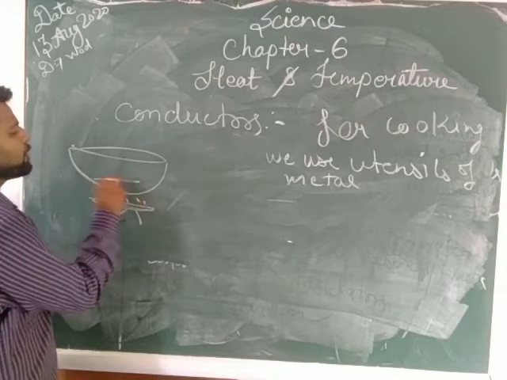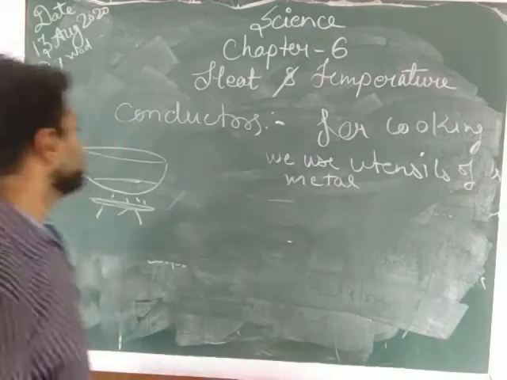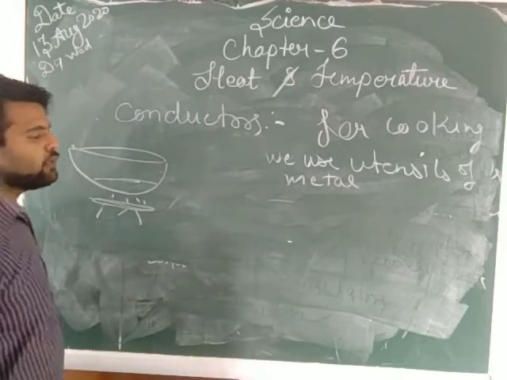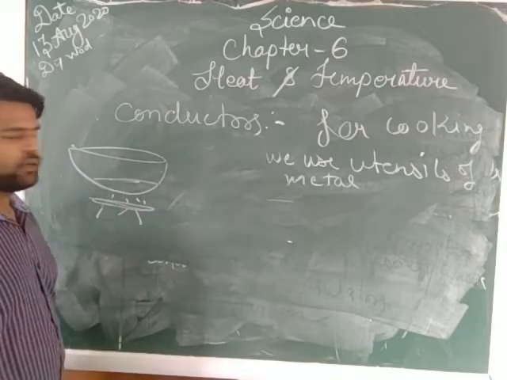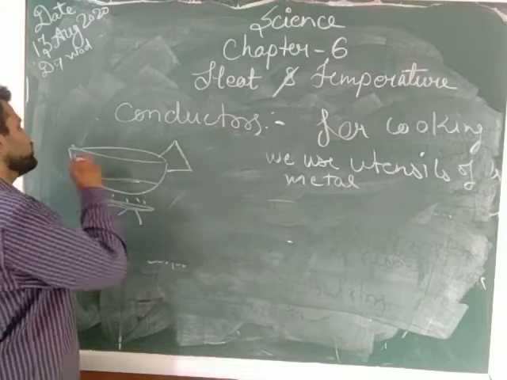So our food is prepared here in these metals. But what happens if Mama comes and wants to take this down directly? What does she use to take it? Does she catch it directly with her hand? No. She will use the handles.